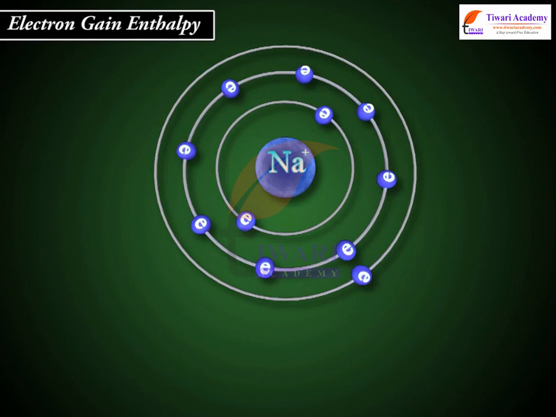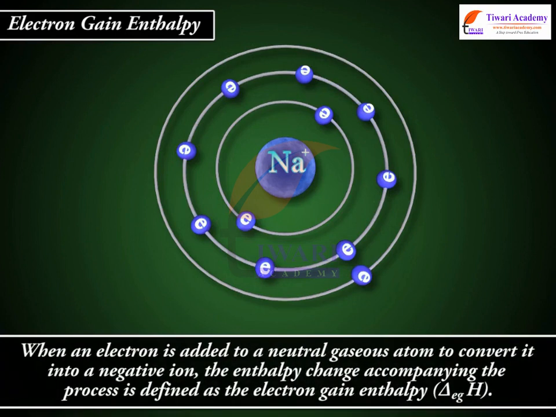Electron gain enthalpy. When an electron is added to a neutral gaseous atom to convert it into a negative ion, the enthalpy change accompanying the process is defined as the electron gain enthalpy, delta EGH.